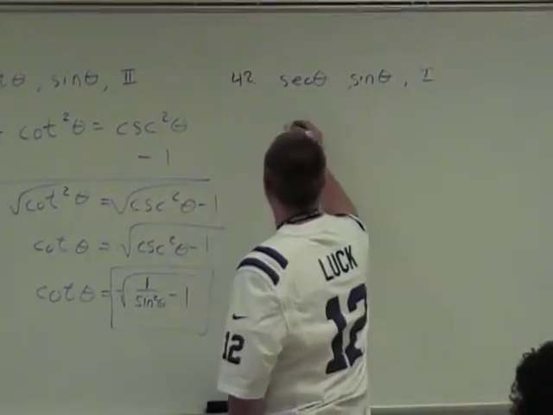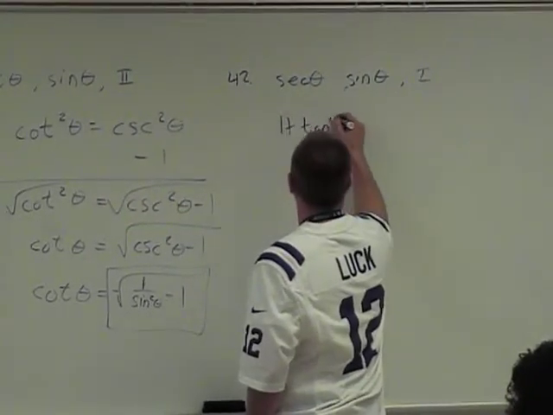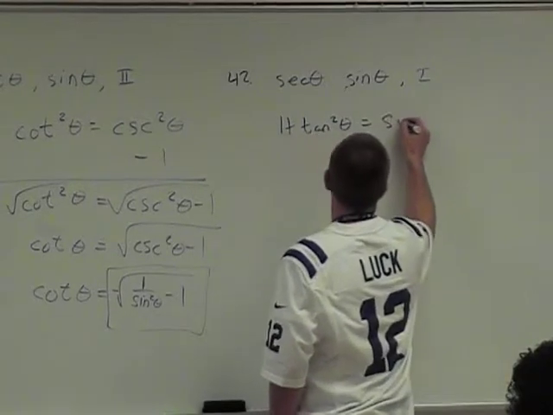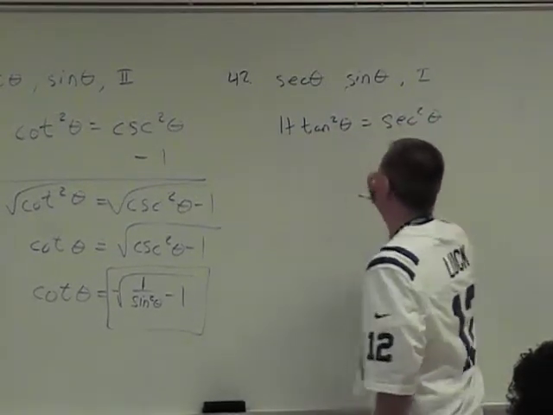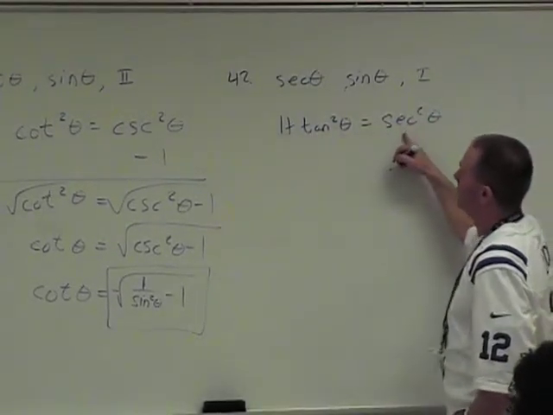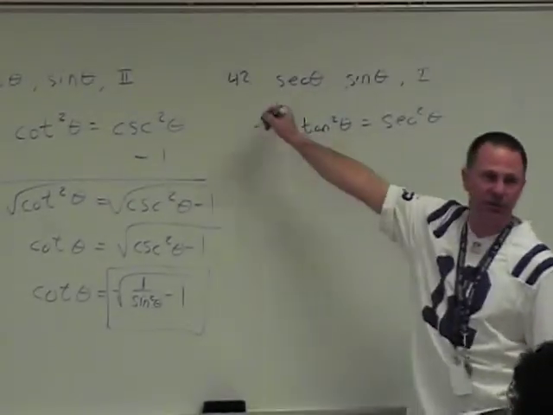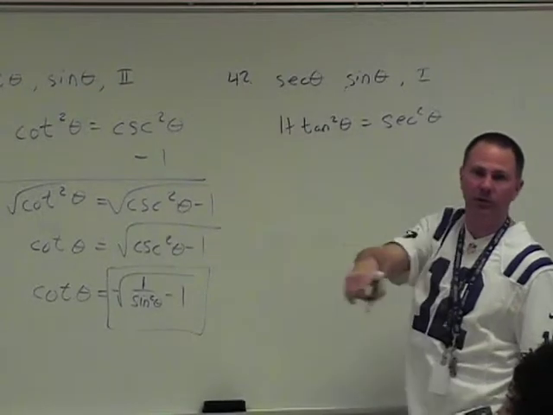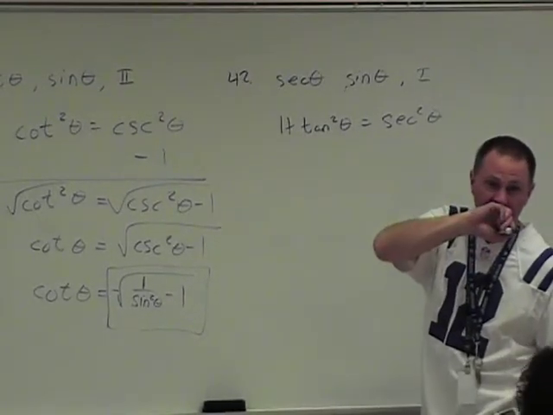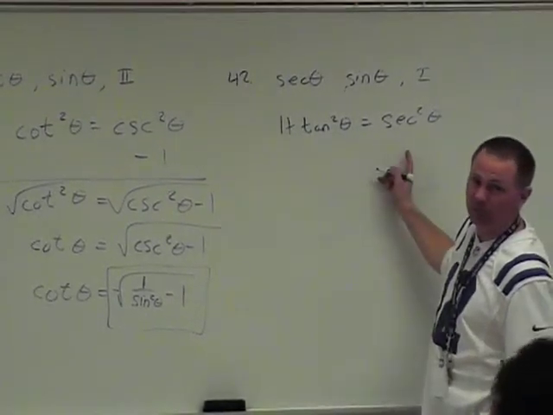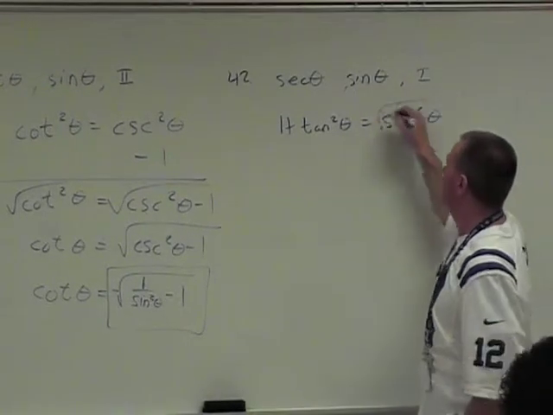Alright, so 1 plus the tangent squared of theta equals the secant squared of theta. First thing, I want to get secant by itself, right? I want to solve the equation for this, whatever this first one is. So what do I do? How do I get rid of the square? Square root. Yeah.